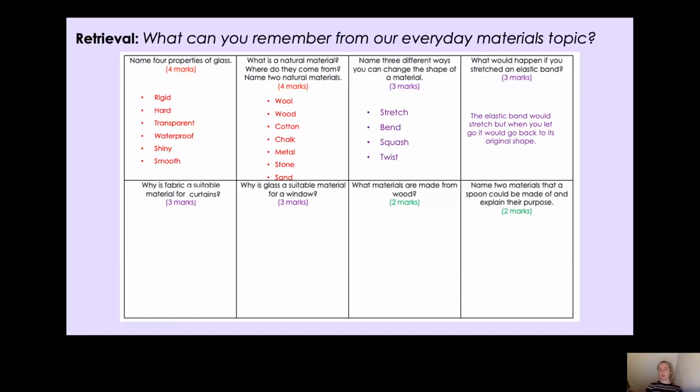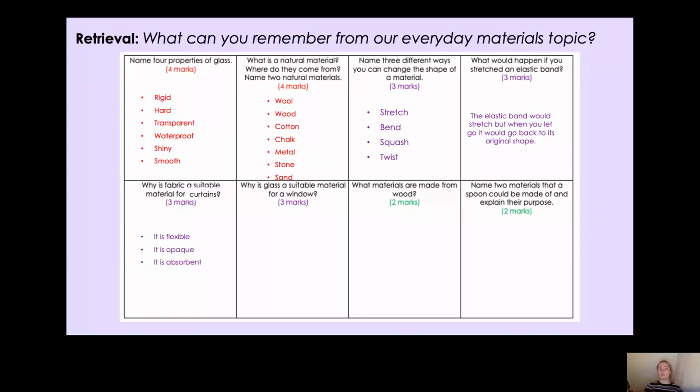Why is fabric a suitable material for curtains? Well, remember, 3 marks, 3 reasons. It is flexible, it is opaque, so you can't see through it or light won't come through it. And it is absorbent, so it's easy to wash. So if you've got each of those, well done. But if you thought of some others, when you send it into the office, I'll have another look.